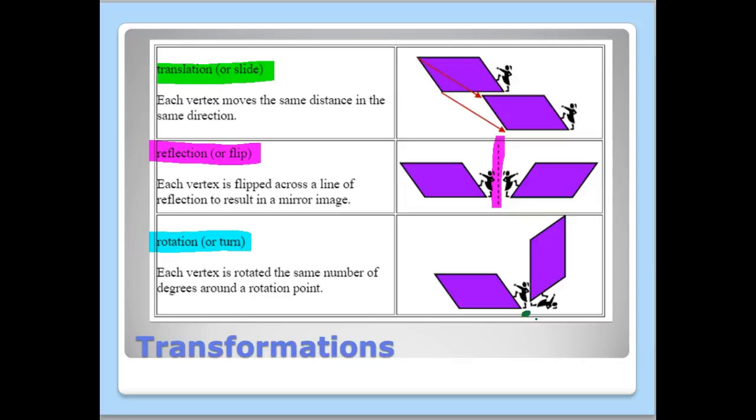Now, translations, I'm picking this up and I'm moving it. Reflection or flip is when you're looking in the mirror and it's a mirror image. Now remember, with mirror images, they're backwards. And then the rotation is when we're turning things.